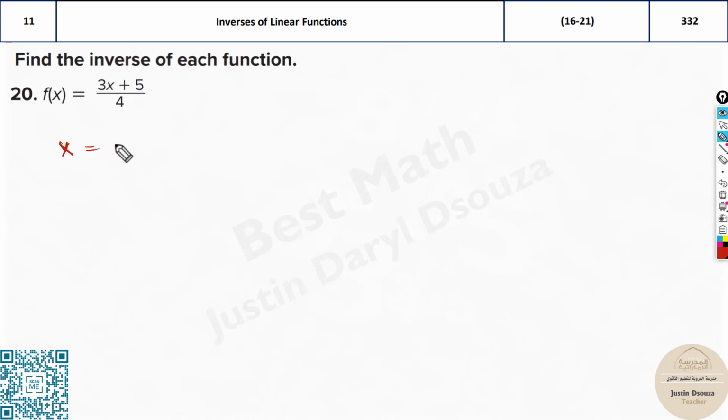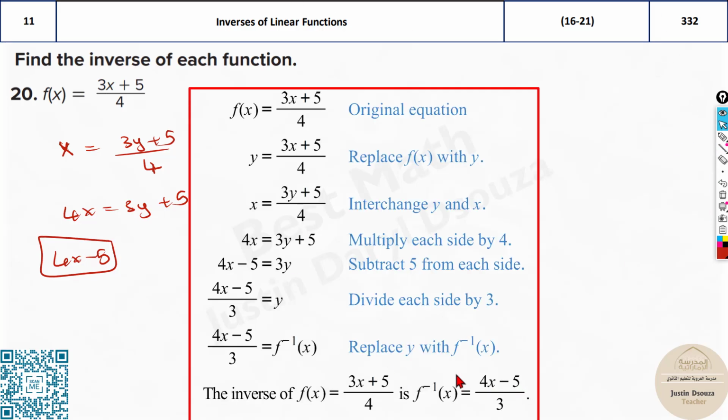It's x is equal to 3y plus 5 divided by 4. See, I'm not writing y is equal to and then changing. I'm directly changing it over here. It's up to you. If you're getting confused, you can make that step as well. It'll be 4x is equal to 3y plus 5. Take it to the other side. It'll be 4x minus 5. That will be the answer. Just directly jump to the answer because it's all in electronic.